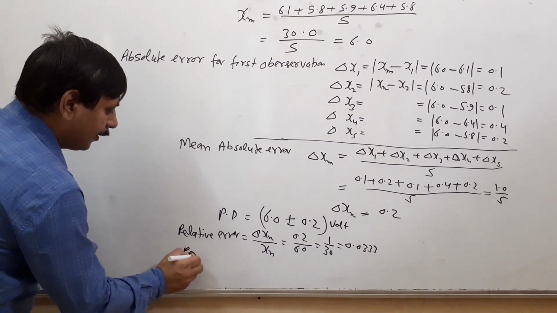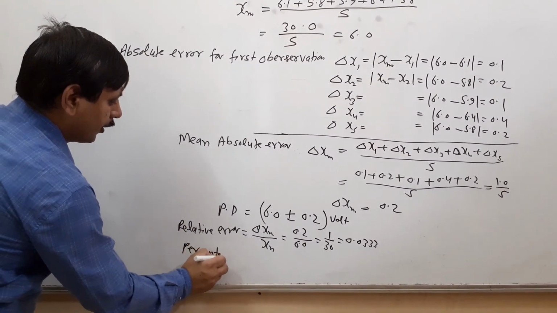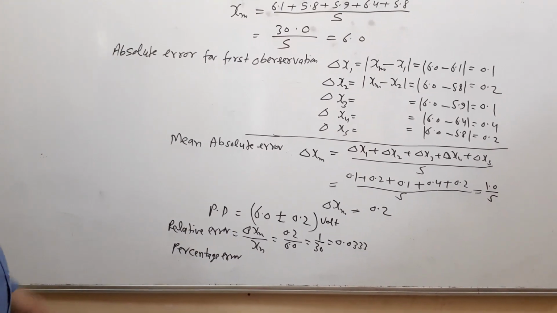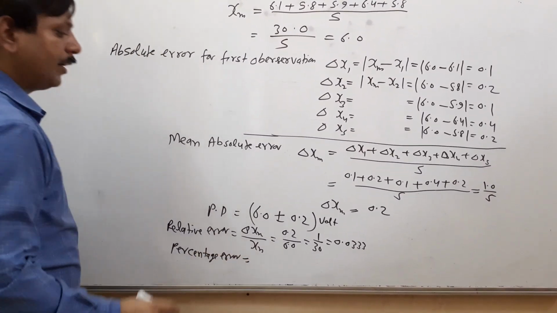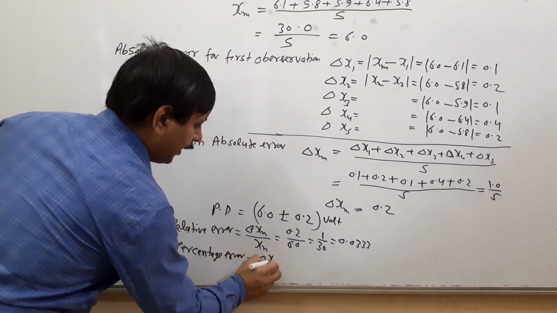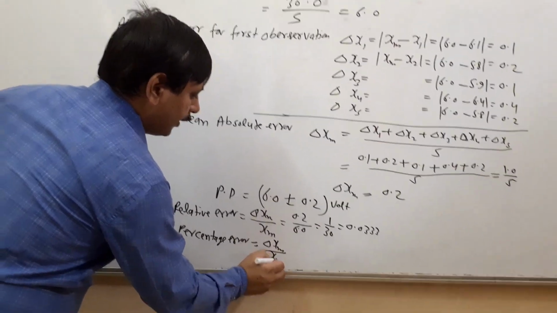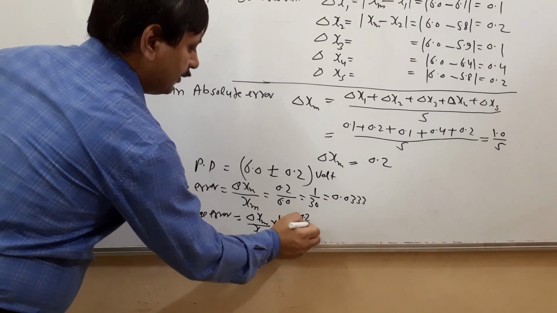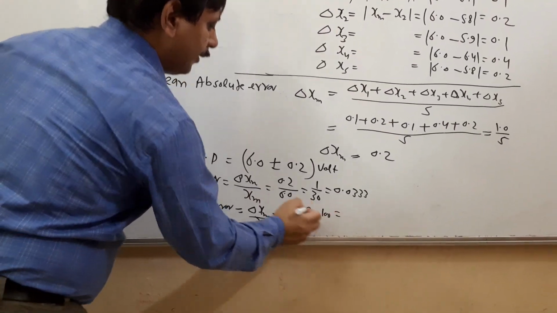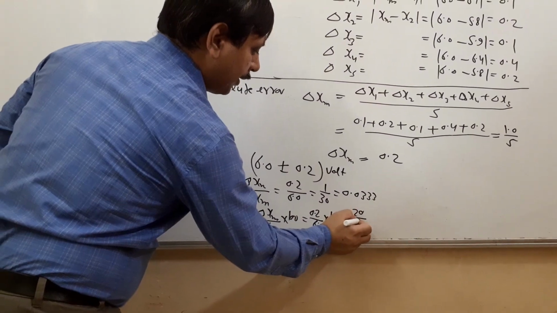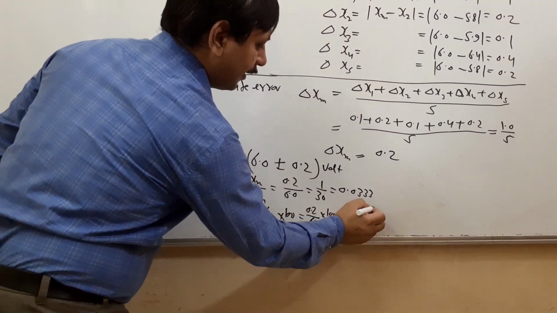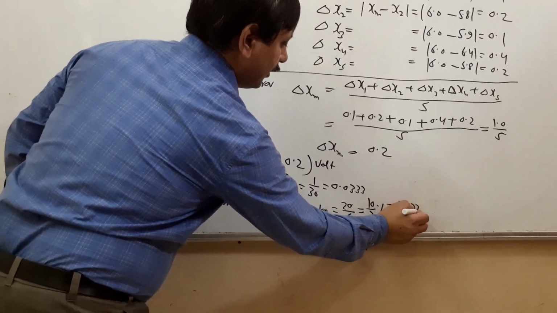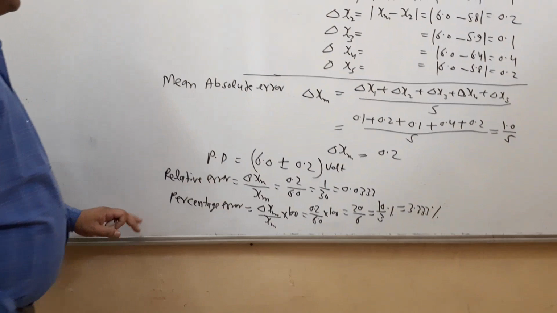What is the percentage error? If we talk about the percentage error, it is the relative error multiplied by 100, that is del xm upon xm multiplied by 100. That is 0.2 upon 6.0 multiplied by 100, which is 20 upon 6, or 10 by 3 percent, or 3.333 percent. This will be the percentage error.